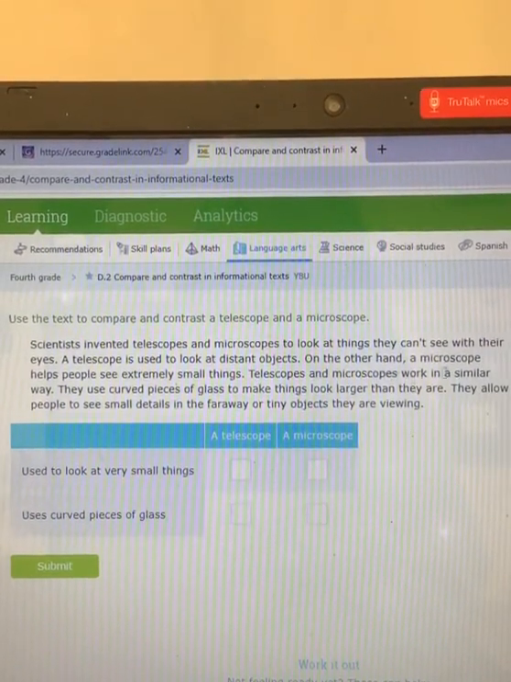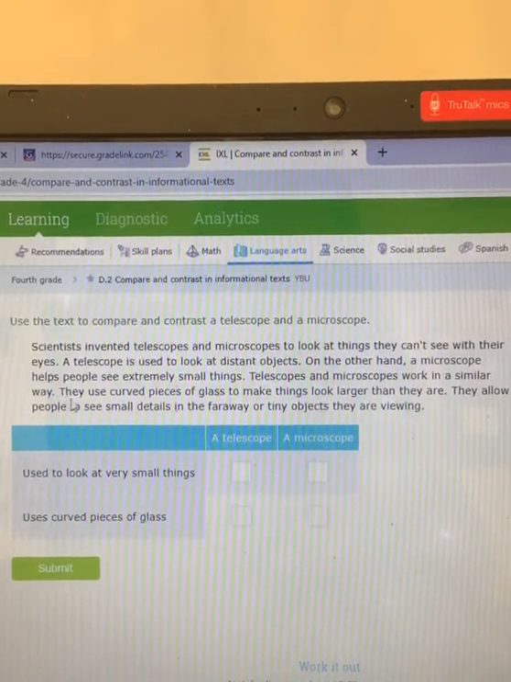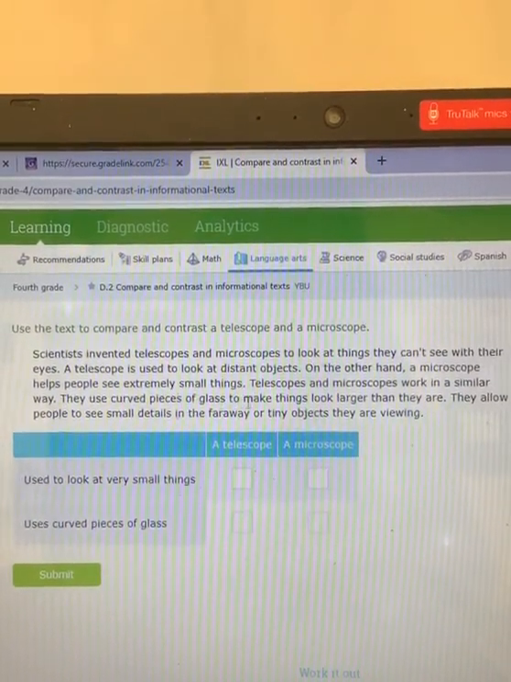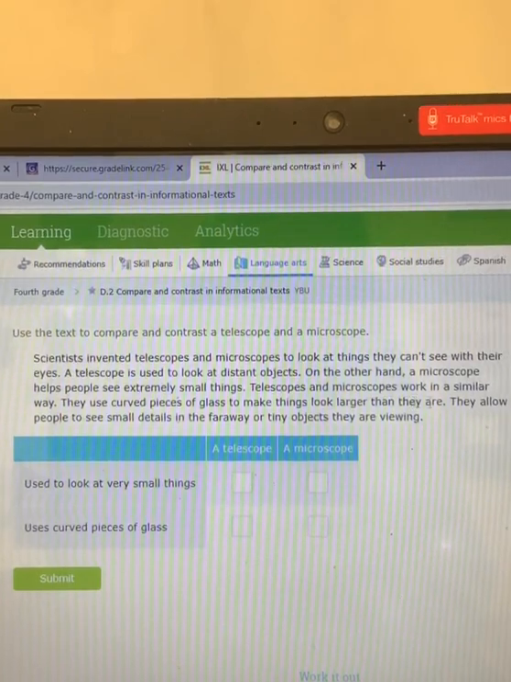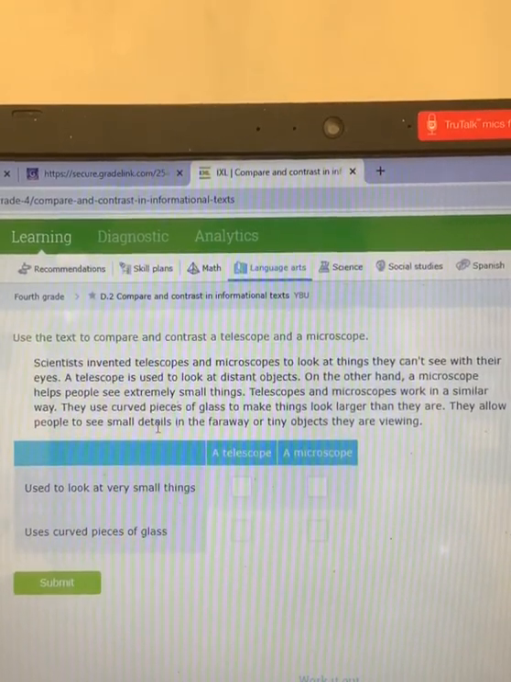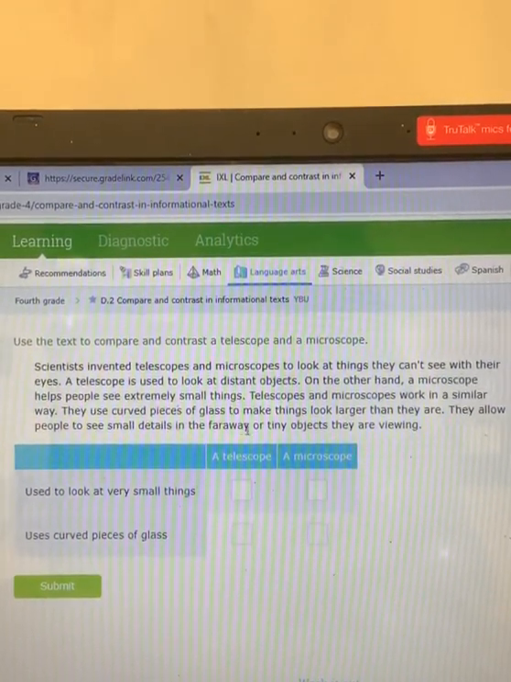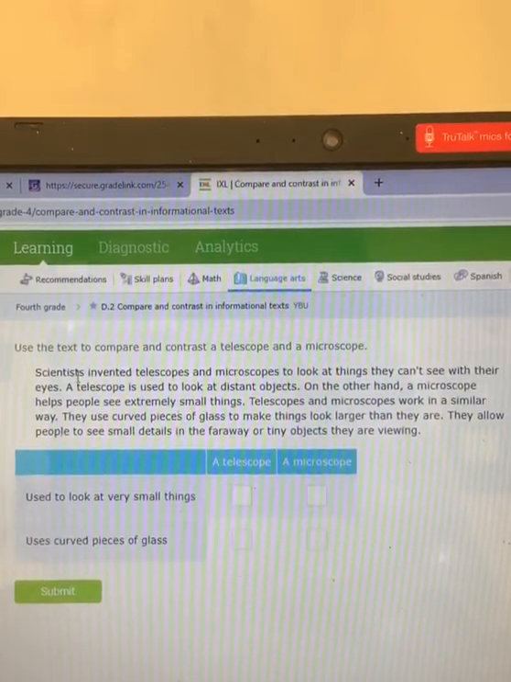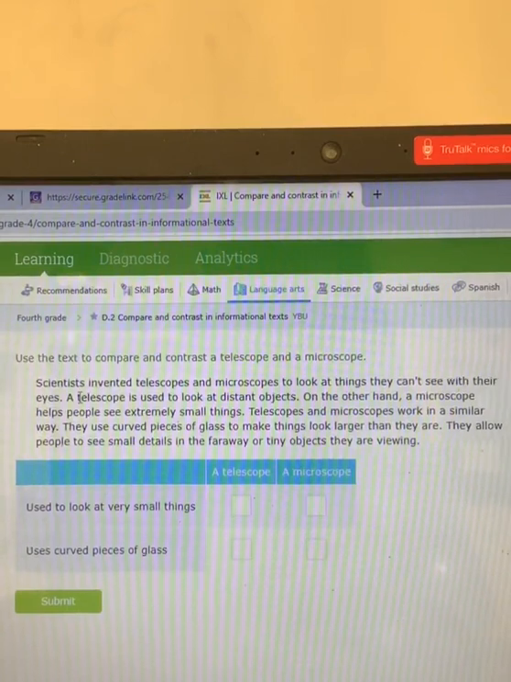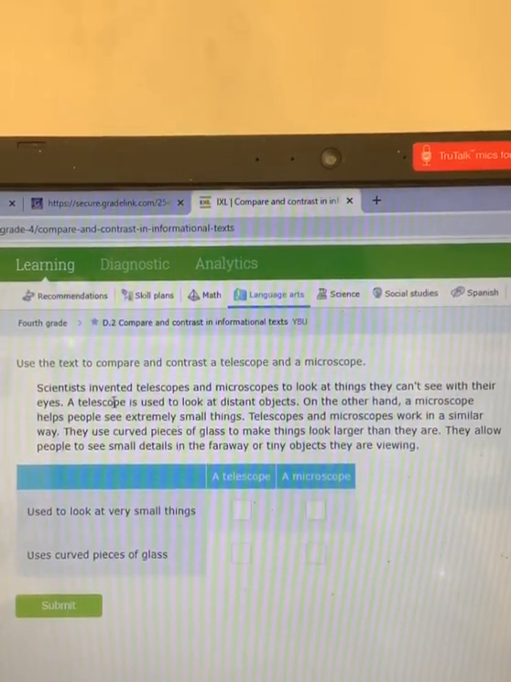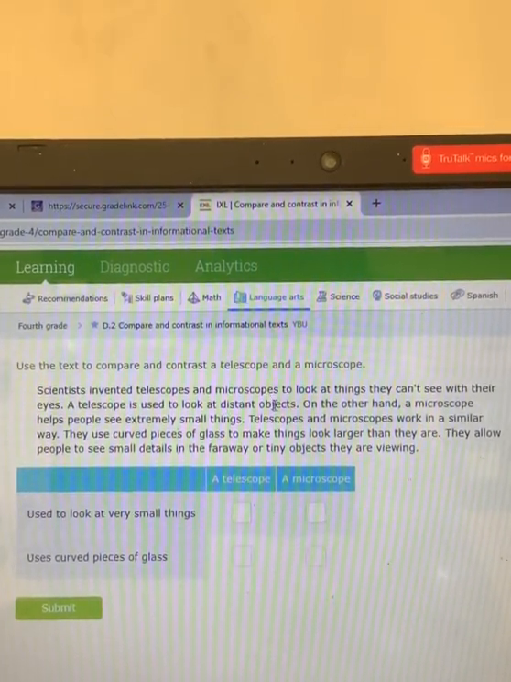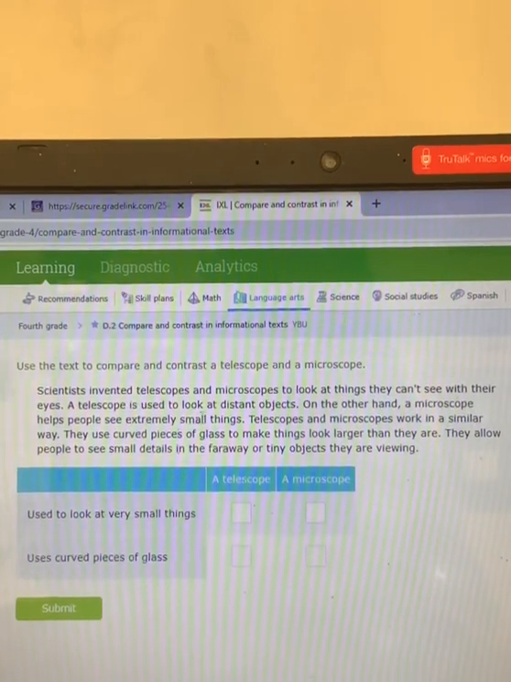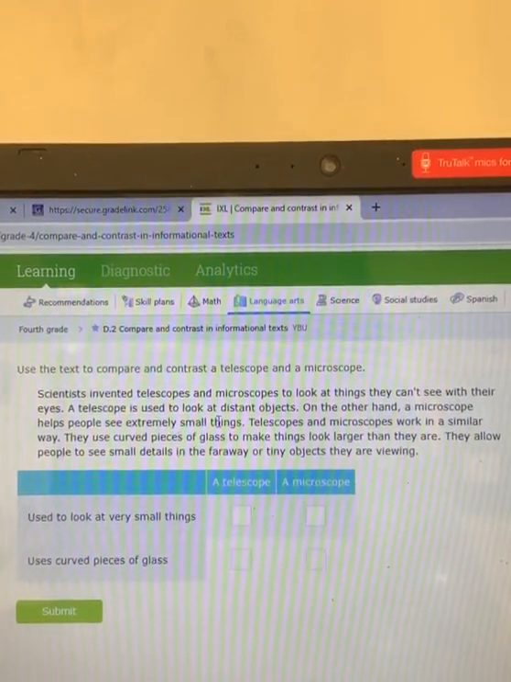Telescopes and microscopes work in a similar way. They use curved pieces of glass to make things look larger than they are. They allow people to see small details in far away or tiny objects that they are viewing. So here it compares and contrasts the telescope with the microscope. Telescopes are used for distant objects. Microscopes are used for small objects, okay?